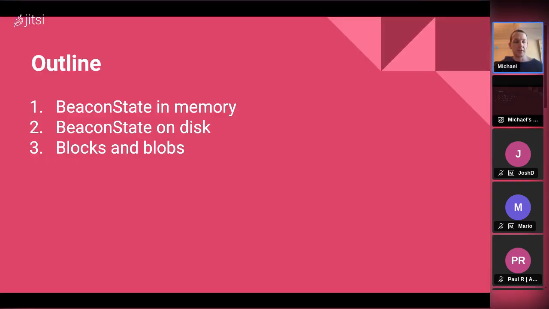I'm going to cover three main topics. We're going to talk about how beacon state gets represented in memory, and I've got a quick overview of what the beacon state is, just as a refresher. Then we're going to talk about how beacon states are stored on disk, and that's the tree-states work that Mario alluded to. And then we've also got a short topic on how Lighthouse specifically stores blocks and blobs, mainly on disk. So let's start with the in-memory stuff.